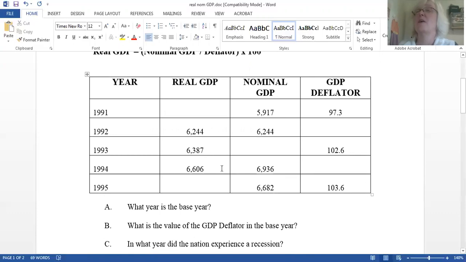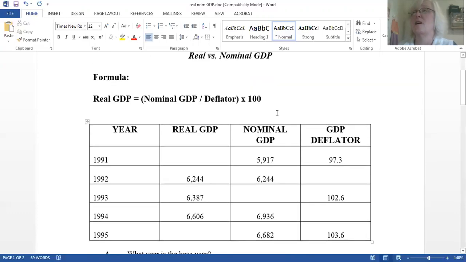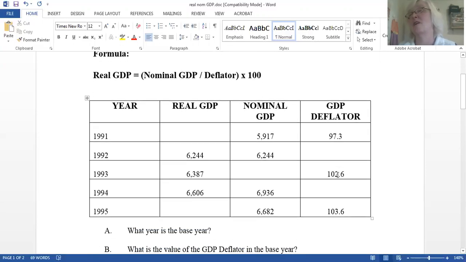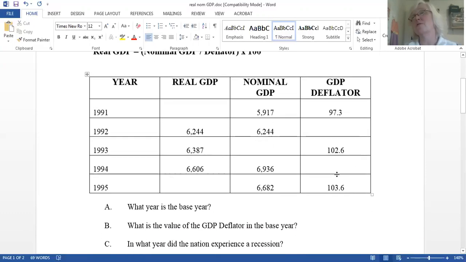Here's a table. You have three possible unknowns. The 100 is always going to be 100. The three possible unknowns are real GDP, nominal GDP, and the GDP deflator. As long as you're given any two, notice for each row you're given two of the values, you can always solve for the third. It just requires some basic algebraic manipulation. But first, the first question asks, based on the information given in this table, can we determine which year is the base year?